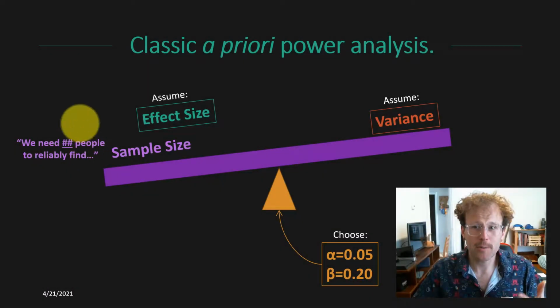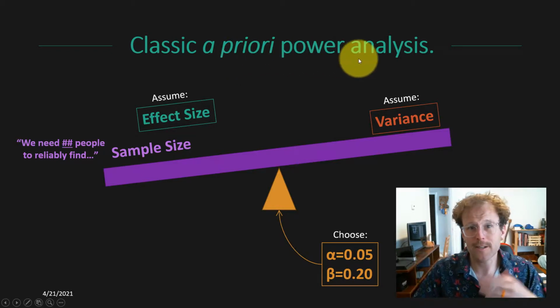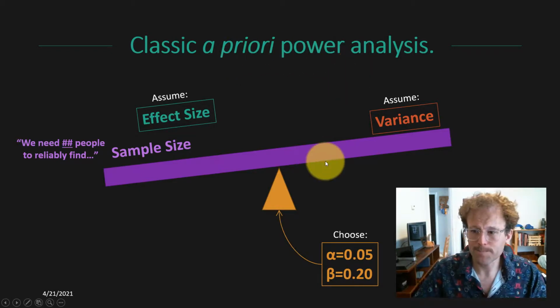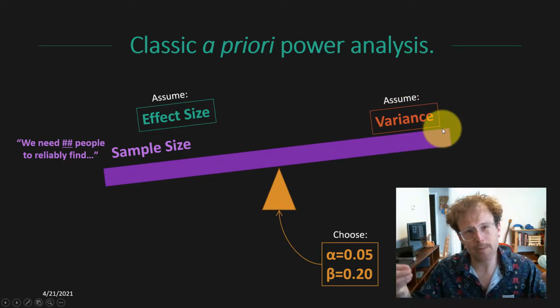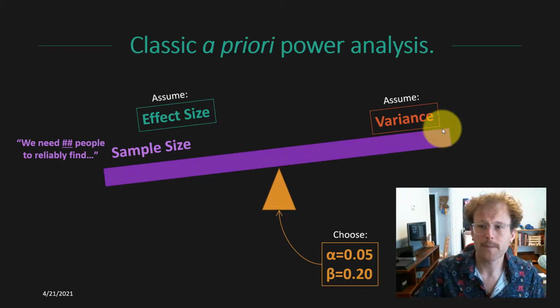So to lay that out in a little bit more detail, in a classic a priori power analysis, done before data are usually even collected, we're going to make some choice about what we want our alpha level to be and what we want our beta level to be, right? These are our type 1 and our type 2 error rates. Then, using some past literature or some pilot data, we're going to make some kind of assumption about the variance. How variable do we expect these data to be? What do we expect the standard error to be?